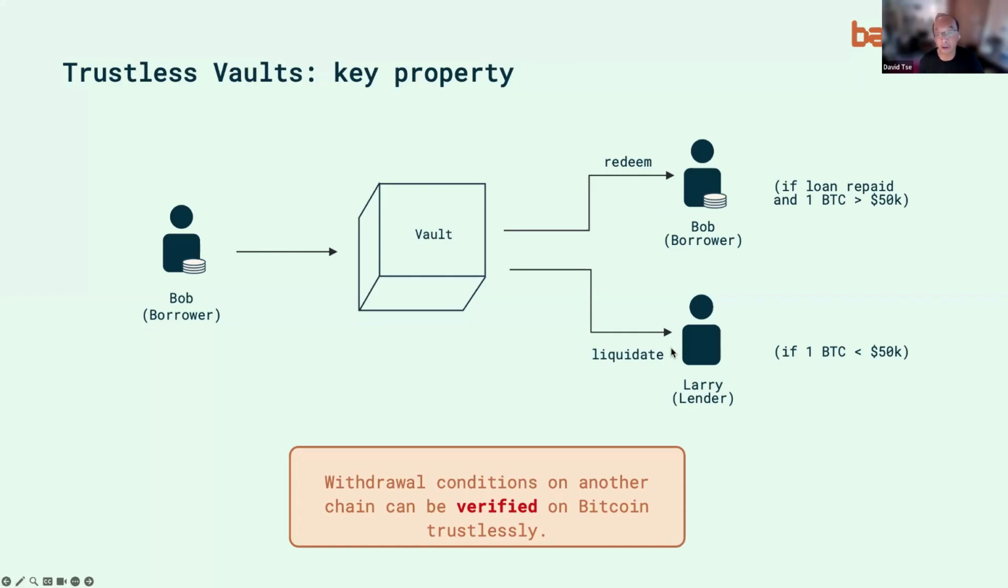Because right now in this vault, two people, Bob and Larry, both can access this vault, but under two different conditions, okay? Now, you may ask, okay, who knows these conditions? All right. Now, this loan is actually processed through a smart contract on a lending protocol on a smart contract chain.